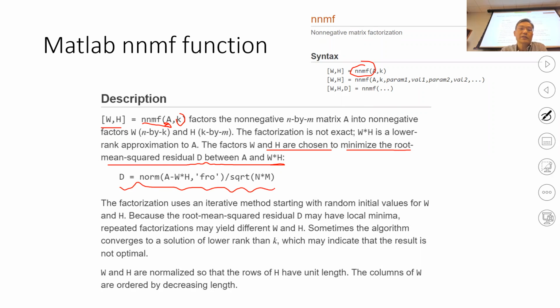And it also says the factorization uses an iterative method starting from random initial values of H and W, and then iterates to minimize the difference. So any questions so far for this method? The principle underlying here.